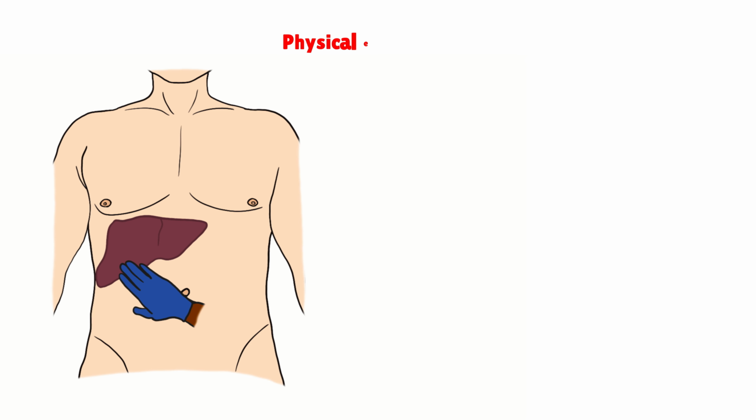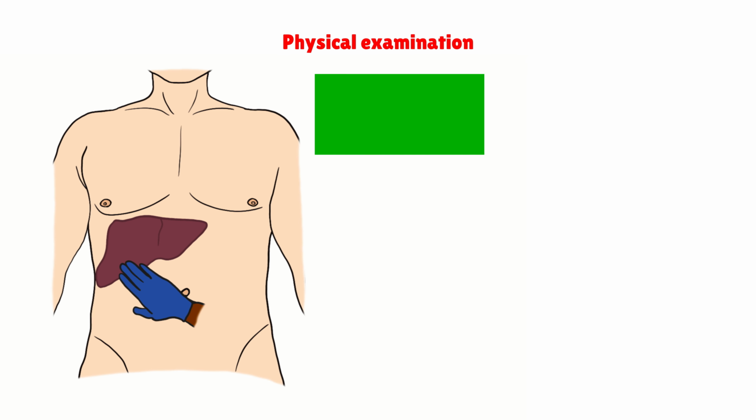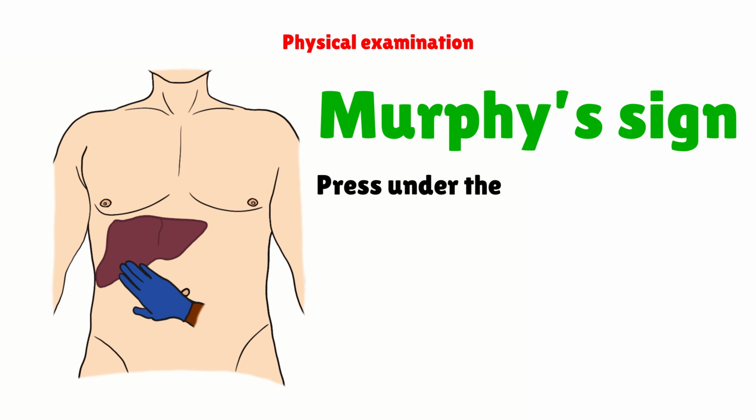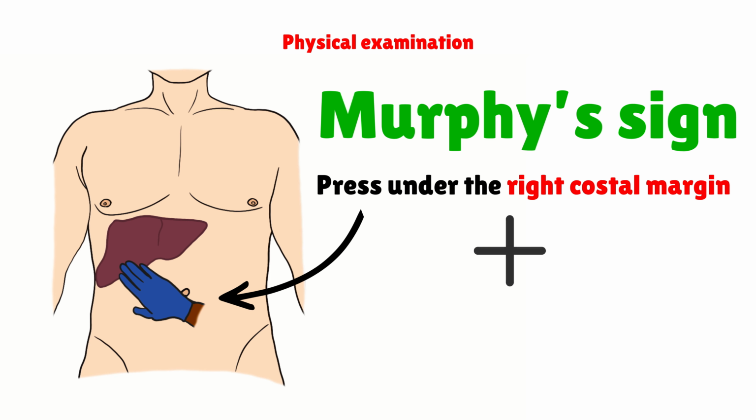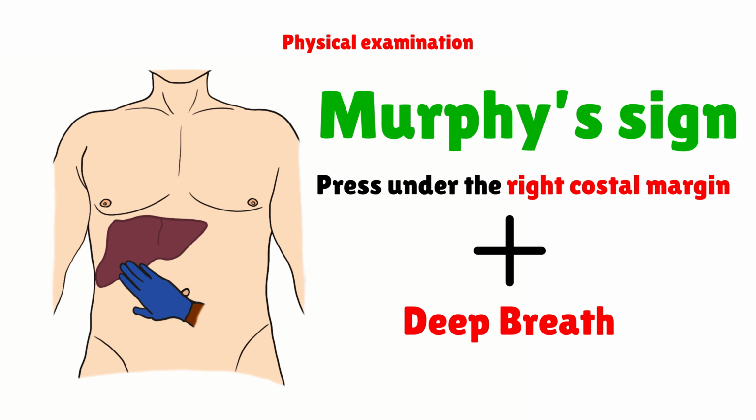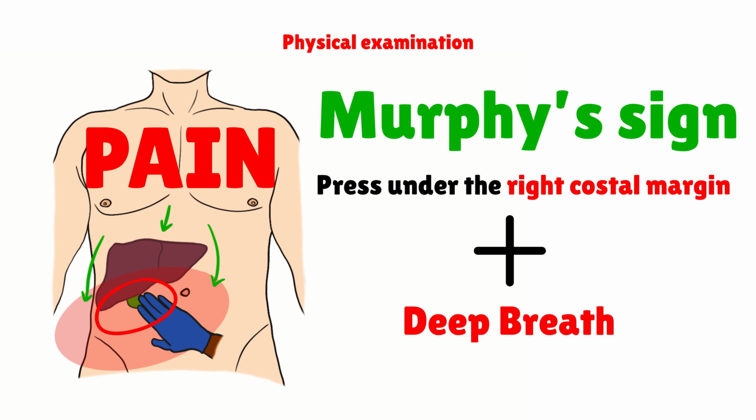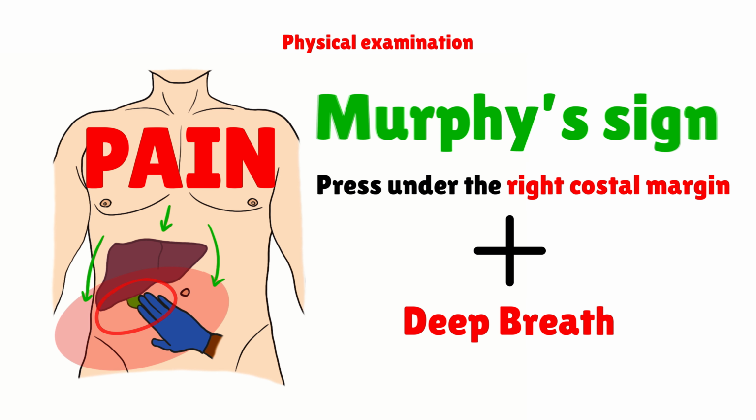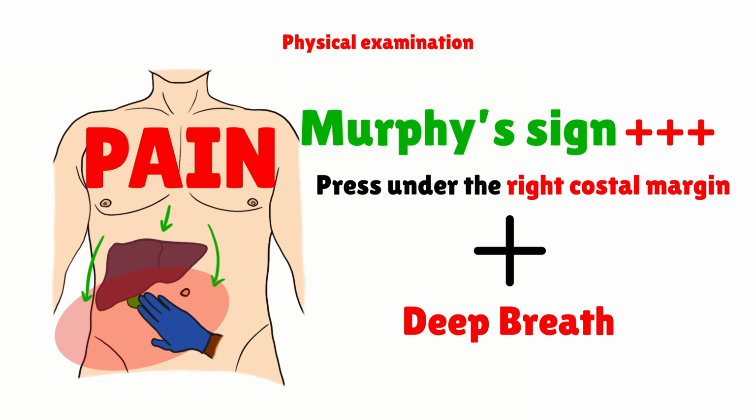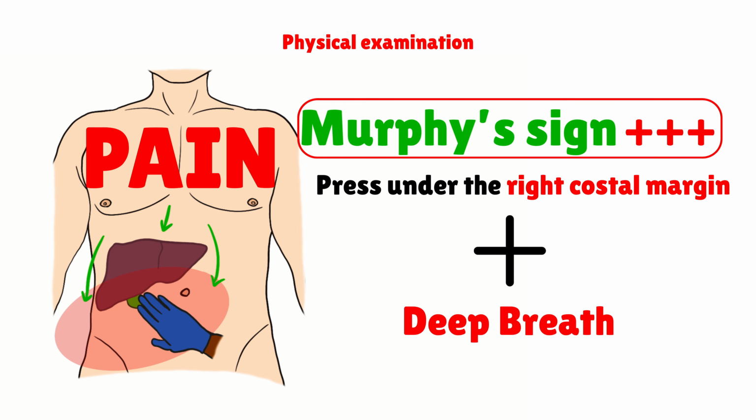On physical examination, there's a classic finding known as Murphy's sign. When you press under the right costal margin and ask the patient to take a deep breath, the descending diaphragm pushes the inflamed gallbladder downward against your hand. And if this maneuver causes sharp pain that forces the patient to abruptly stop inhaling, that's considered a positive Murphy sign, which strongly supports the diagnosis.